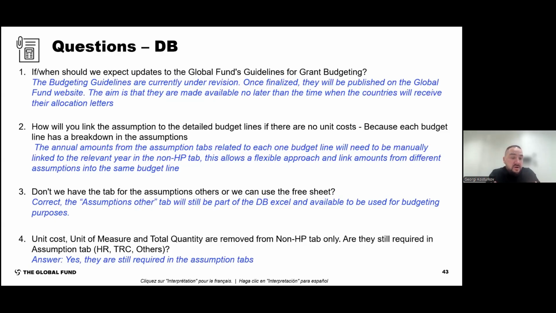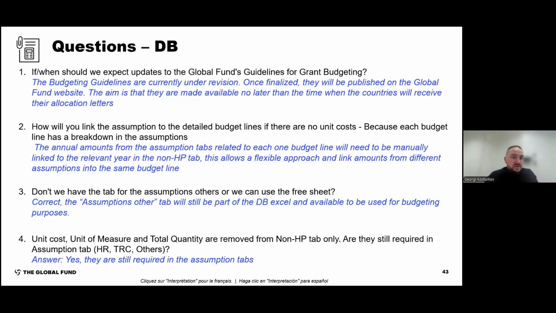Question number 4, unit cost, unit of measure, and total quantity are removed from the non-HP tab only. Are they still required in the assumption tab? Yes, correct. They are still required and will be part of the assumptions tab in their predefined tables, which will need to be filled, and this will show the PRs and will facilitate the inclusion of information in the assumption tab.